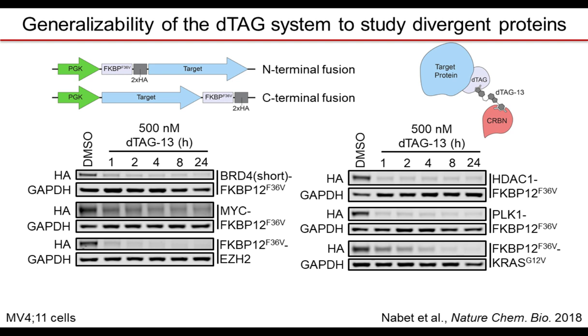Now, subsequently, after identifying a molecule that could actually penetrate cells, we decided to see if we could degrade fusion proteins where we fused mutant FKBP12 to a particular target of interest. As I mentioned, we developed lentiviral plasmids where one could fuse either with an N-terminal tag or a C-terminal tag.